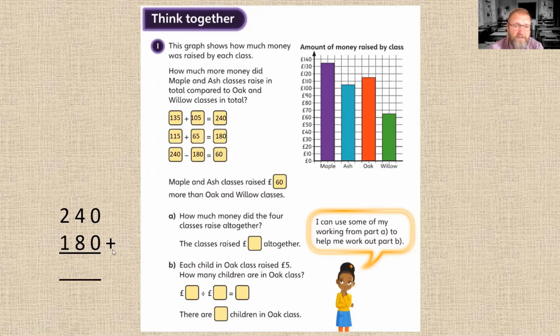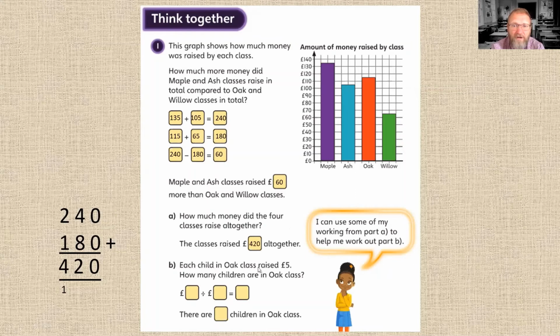So 0 plus 0 is 0. 4 plus 8 is 12, or 12 tens. So 12 tens is 120. So we put the 20 in and we carry the 100 over to the 100s column. 2 plus 1 is 4. So how much did they raise altogether? It was 420. So let's have a look at question 1b.